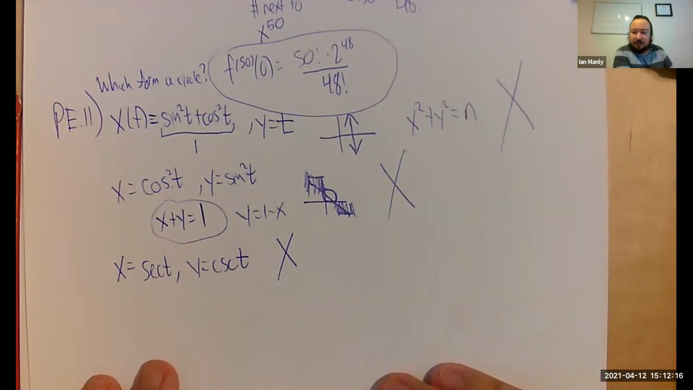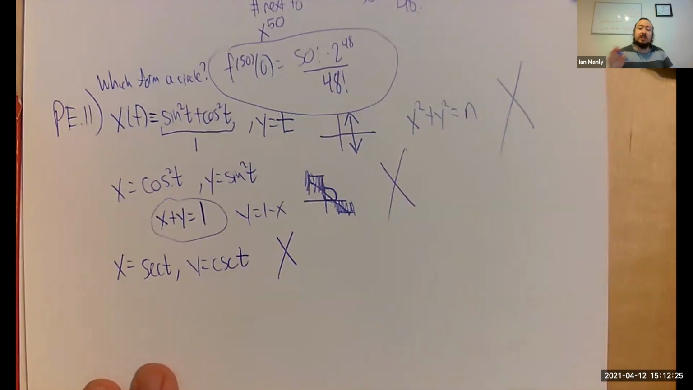All right, so if you had x is secant and y is tangent, that would make a circle. I think you'd have to do more than that, because it's not secant squared plus tangent squared equals one. It's secant squared is tangent squared plus one. So it would have to be a bit different, but secant and tangent would be more likely to combine that way, but not just secant and tangent.